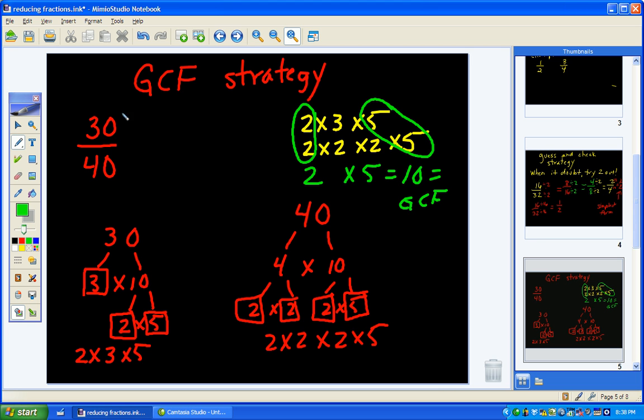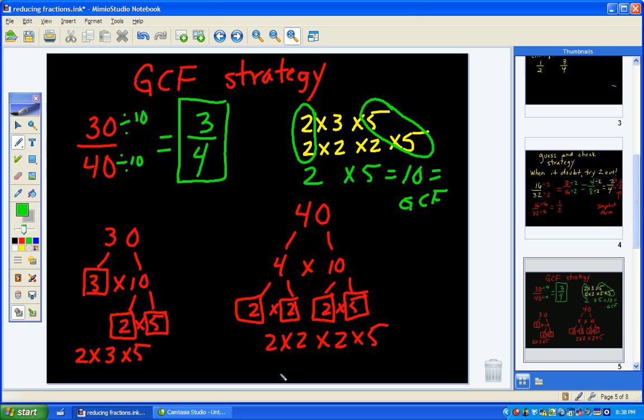So using my GCF, I know what to divide by without having to go through the guess and check and all that. 30 divided by 10 is 3. 40 divided by 10 is 4. So 3/4 is 30/40ths in simplest form.